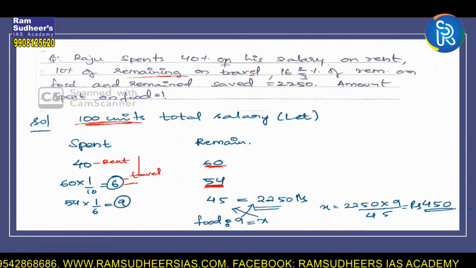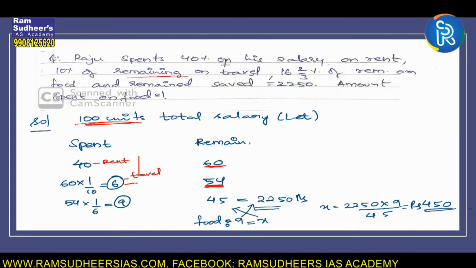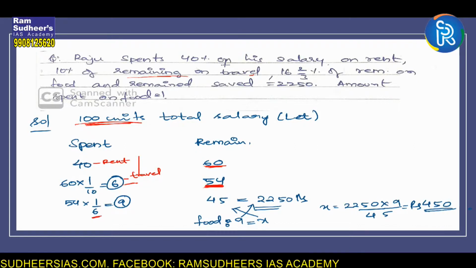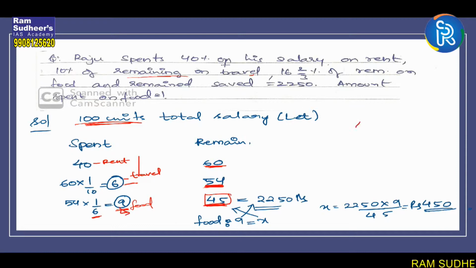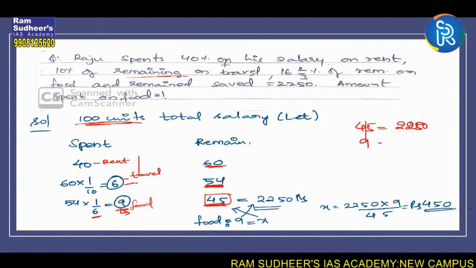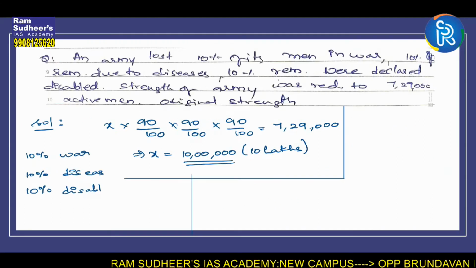Of this 54, 16 2 by 3% is spent on food, and 16 2 by 3% is 1 by 6, and therefore of 54, 9 units is spent on food, and the remaining amount is 45. 54 minus 9 is 45, and this 45 is the remaining sum which he had saved, which is equal to 2,250, and he is asking us to find the amount spent on food. The amount spent on food is 9 units. Our assumption 45 units is 2,250 given in the question, and now our assumption 9 units would be some x. After cross multiplying, my x would be 450.